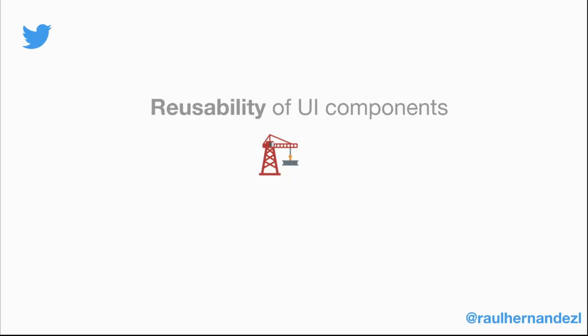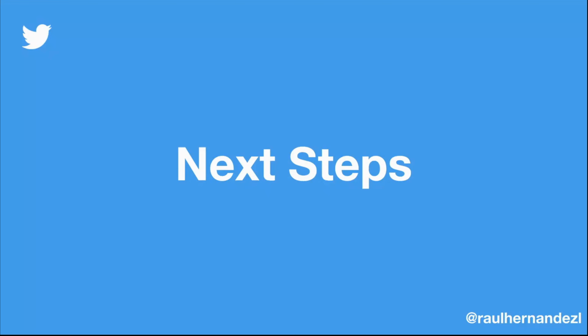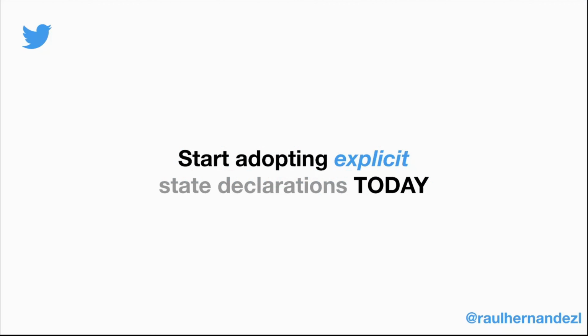Then reusability of UI components, because by using Compose, we can basically create very powerful and flexible UIs that can be reused everywhere very easily, and with very few lines. And finally, experimentation of new ways of working, because it can be done in a way that is very concise. That means that if you want to define something by backend and you want to render something depending on what your backend says, you can very easily create UI-driven UIs by some backend.